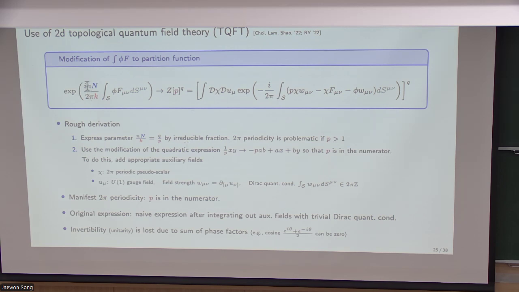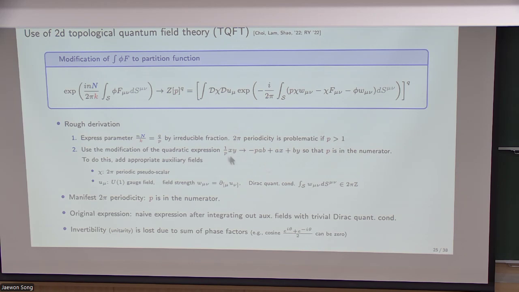First, we express this fractional parameter, in general a fractional parameter, by the irreducible fraction Q over P. So the 2-pi periodicity of the axion is problematic if P is greater than 1. We then use the modification of the quadratic expression, this one, so that P in the denominator is an integer. So X corresponds to phi and Y corresponds to F mu nu or the A mu. In this modification, the P is an integer.